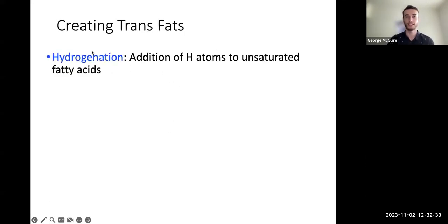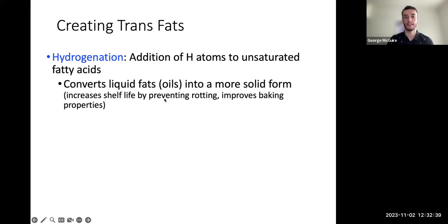Okay. So that's a process called hydrogenation, the addition of hydrogen atoms to unsaturated fatty acids. And this converts these liquid vegetable fats and oils into a more solid form, thus increasing their shelf life, preventing rot, and improving some of their baking properties. Okay.